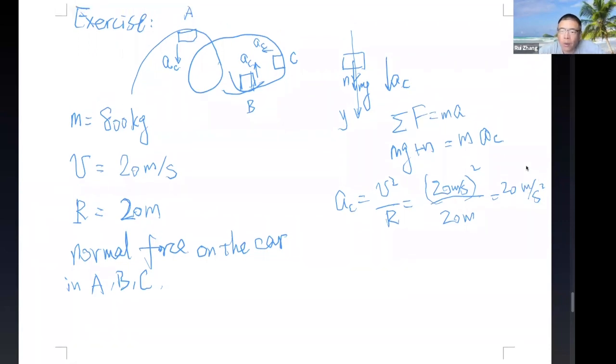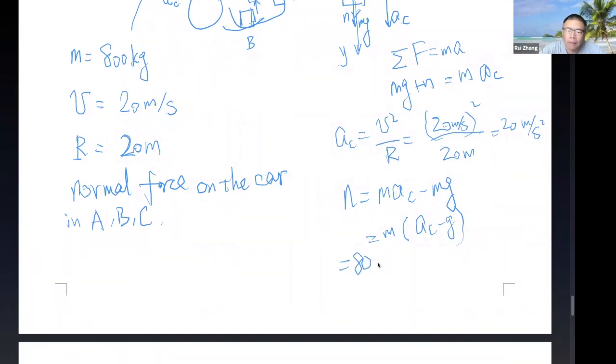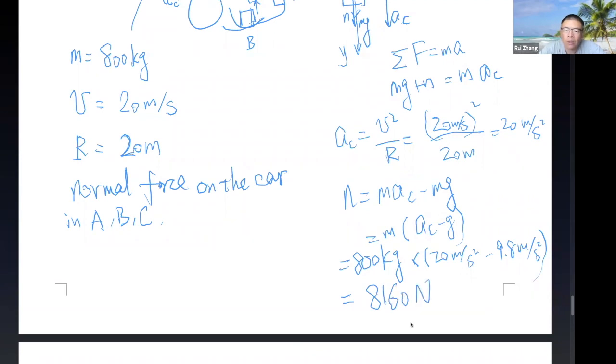Now for the first part, mg plus N equals m a_c. That means N equals m a_c minus mg. You can factor out the mass: N equals m times (a_c minus g). So you basically have 800 kilograms times (20 meters per second squared minus 9.8 meters per second squared). If you do this calculation, you get 8160 Newtons, about 8,000. That's the answer for A.